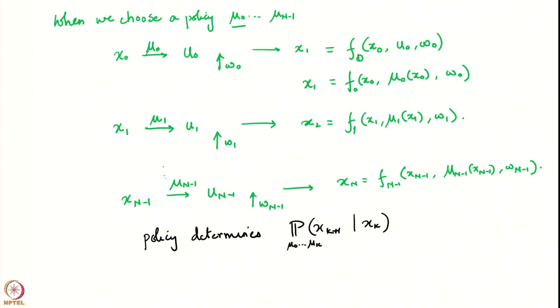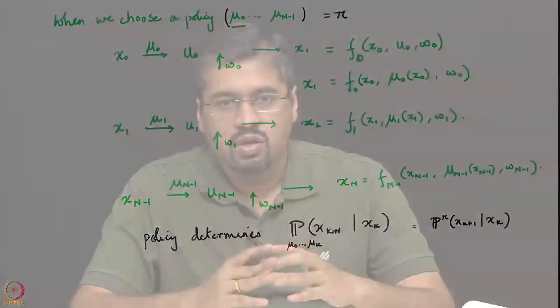One thing I had forgotten to mention: a shorthand often used for the policy mu 0 to mu n minus 1 is the Greek letter pi. We use pi to denote a policy. So this will often be denoted as p superscript pi of x k plus 1, the conditional probability of the next time's state given the current state. With this, we have set up the problem of stochastic control, where we take decisions in a sequence, and we have set it up formally as a problem of deciding a sequence of functions. The sequence of functions is what is called a policy.